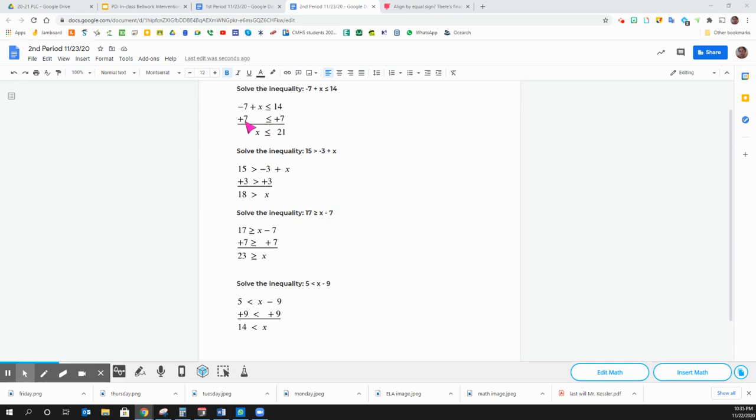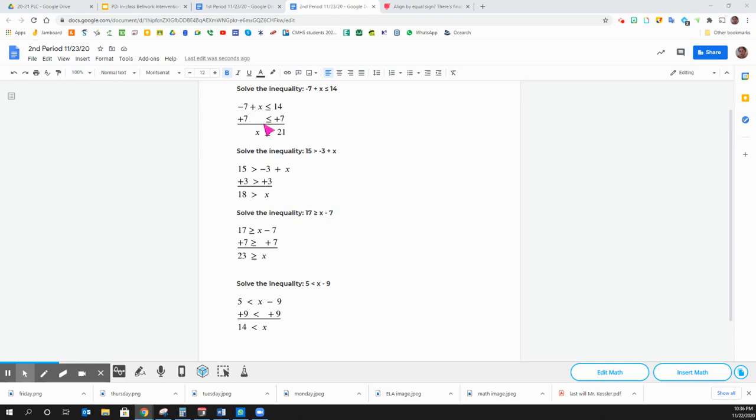So, the first one says -7 plus x is less than or equal to 14. This symbol means less than or equal to. So we rewrite the equation: -7 plus x is less than or equal to 14. We remember we have to undo what's being done to the x. We have a -7 here, so we're going to add 7 to both sides of the equation.